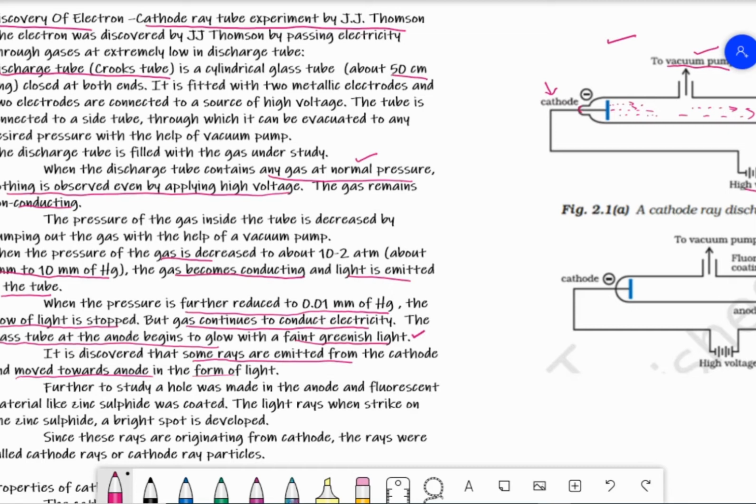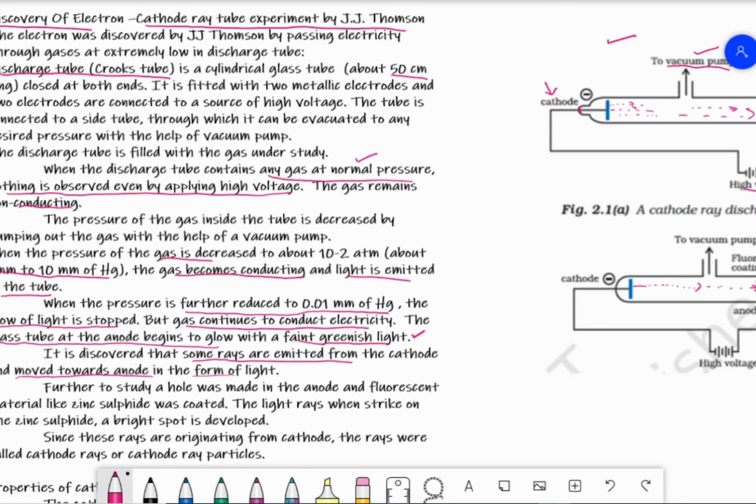And a fluorescent material was coated on the back of the anode side. When the light rays pass from the cathode and strike the anode, a bright spot is developed on the back of the anode on the fluorescent coating. There are different types of fluorescent material; here it is zinc sulfide.